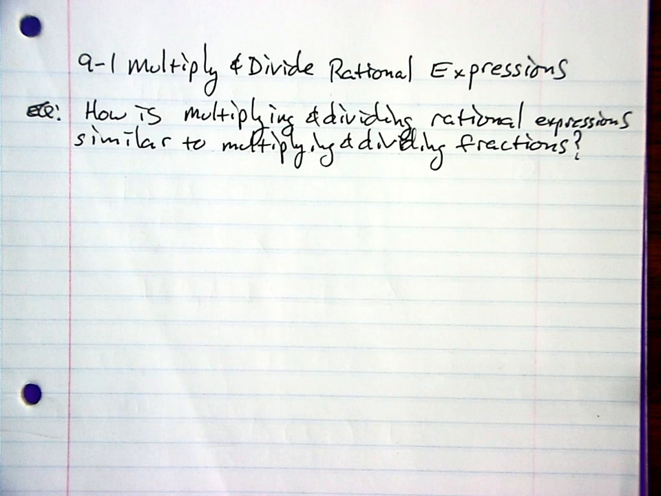All right, 9-1, multiply and divide rational expressions. How is multiplying and dividing rational expressions similar to multiplying and dividing fractions? When you multiply fractions, don't you just multiply straight across the top and straight across the bottom? Yeah. When you divide fractions, you keep it, change it, flip it. It's the same thing.